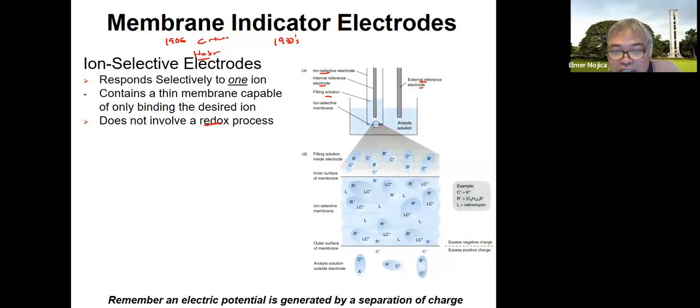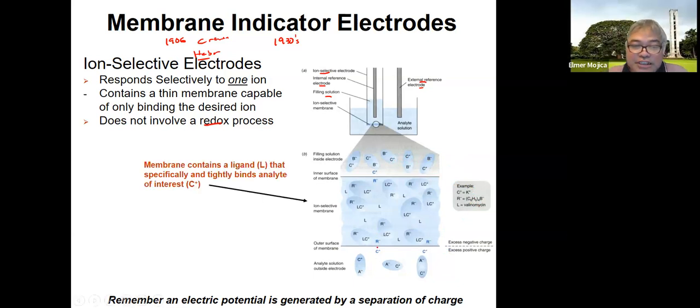If you look at the ion selective electrode, this is what you see: some filling solution inside the electrode, then an inner surface of the membrane, then the ion selective membrane, and the outer surface of the membrane. You can put here the ion K+, or the counter ion C6H5-4B minus (tetraphenylborate), or valinomycin, and then you have the outer one.